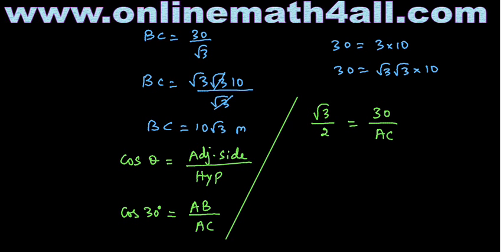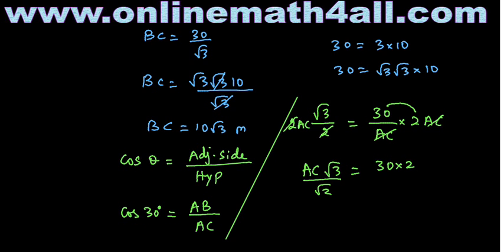So what I'm going to do is multiply by 2 AC on both sides, because my aim is to get the value of AC. When I multiply by 2 AC on both sides, here 2 will get cancelled, AC will get cancelled. So AC times root 3 equal to 2 times 30, that will be 60. So 30 times 2 can be kept as it is. Since my aim is to get the value of AC, I'm going to divide by square root of 3 on both sides. So square root of 3 will get cancelled.